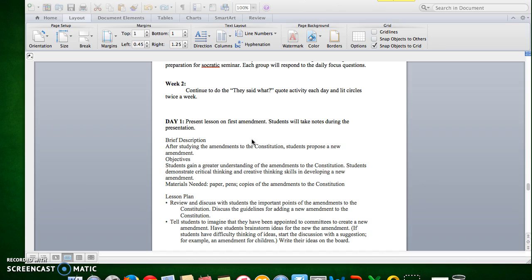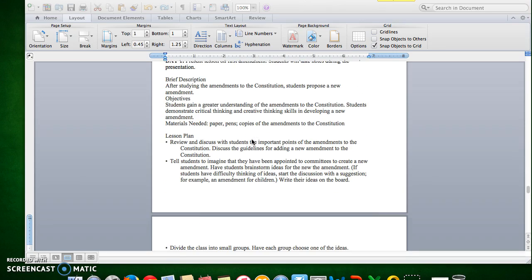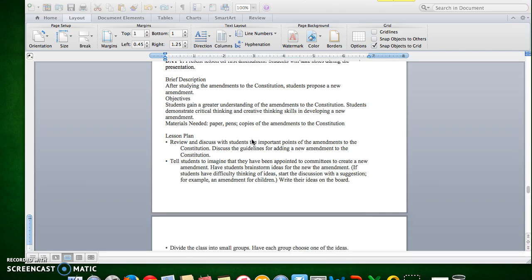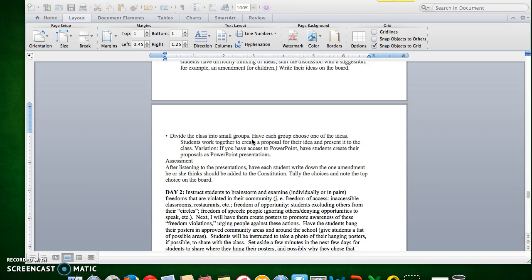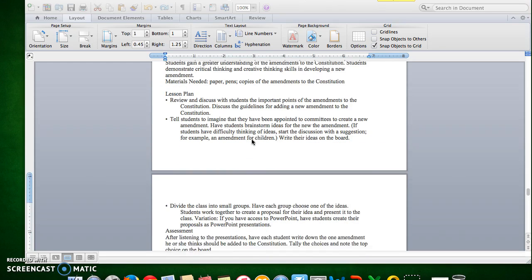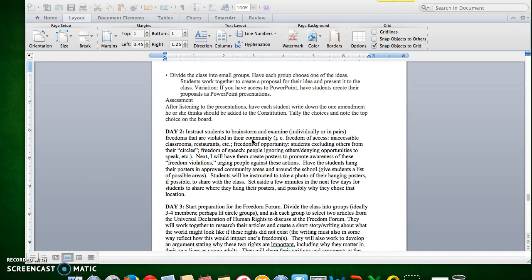So starting at the beginning of week 2, we'll do a lesson on the First Amendment, and students will take notes during the PowerPoint presentation. And then they will go into a lesson where they will create and propose their own amendment to be added to the Constitution, and then present. And the class will vote on the one that they like the best, which they believe should be added to the Constitution.